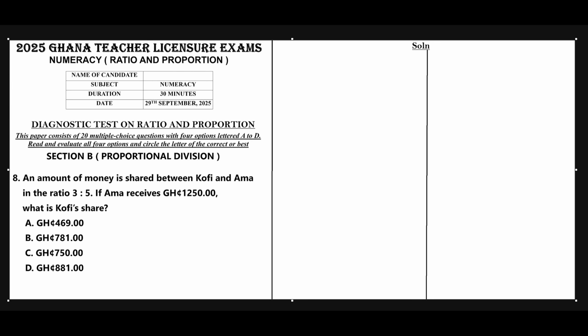Question 8. An amount of money is shared between Kofi and Ama in the ratio 3:5. So we have their ratios, Kofi is to Ama, 3:5. 3 for Kofi, 5 for Ama. If Ama receives 1,250 Ghana cedis, what is Kofi's share?